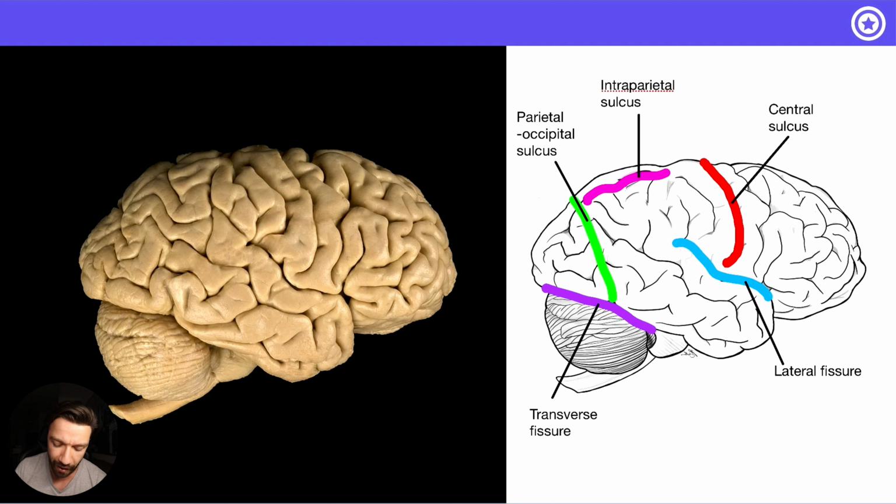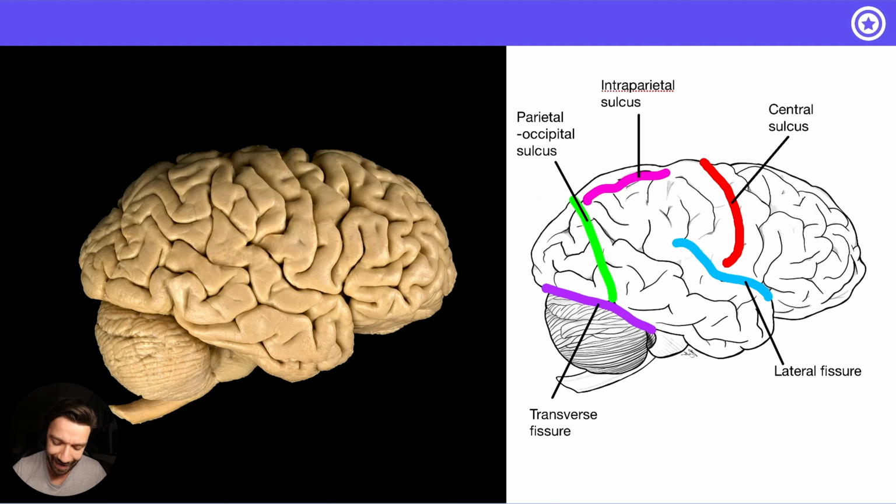So these two long gyri are going to be the indicators, and you're going to see that the sulcus doesn't fully extend. It has this connection, or this part of the gyrus, which prevents it from extending all the way down to this fissure right here, which is the lateral fissure. So that's how I identify the central sulcus.